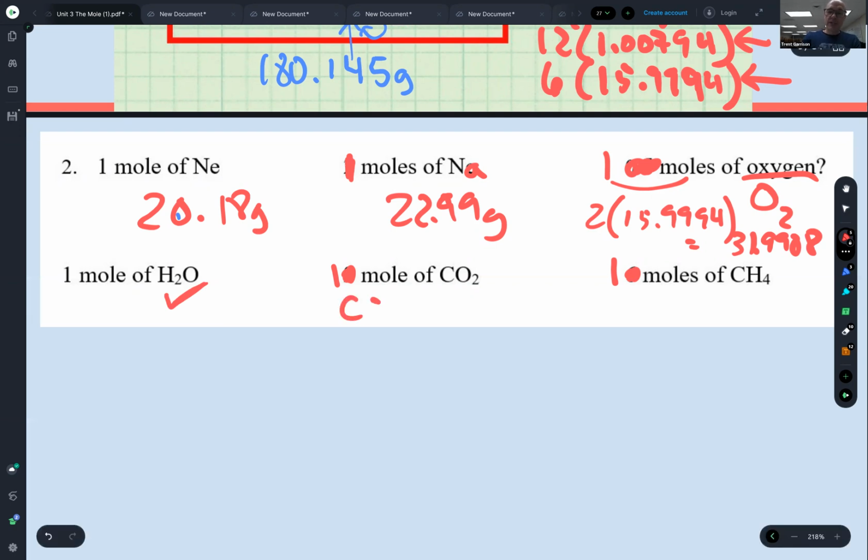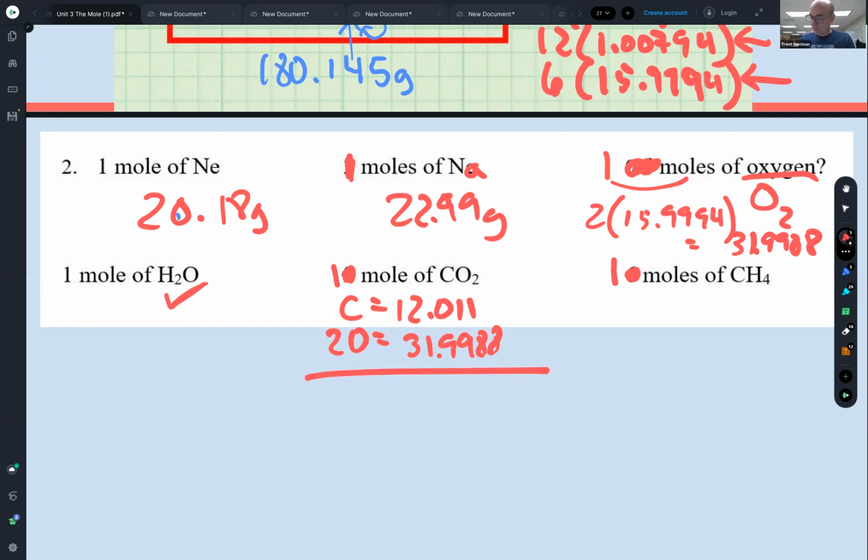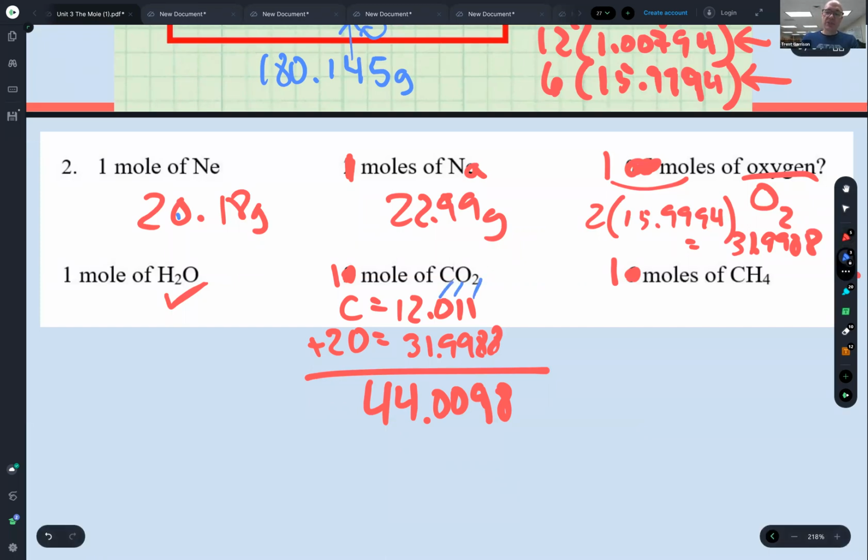CO2. So I've got 1 carbon at 12.011. I've got 2 oxygens. And we just figured out that that's 31.9988. I add those together. And what you get is 44.0098. However, because this is an addition problem, we must use significant figures, 1, 2, 3 digits, 1, 2, 3 digits. It rounds that up. So my final answer is actually 44.010.